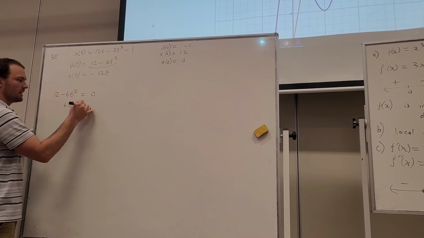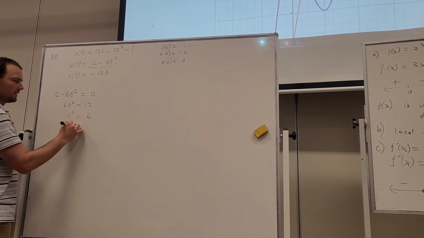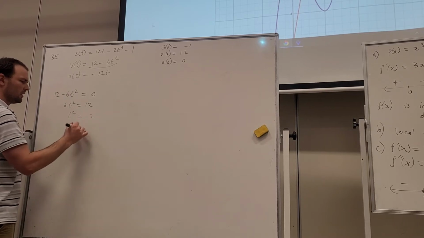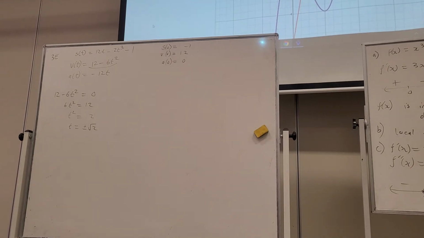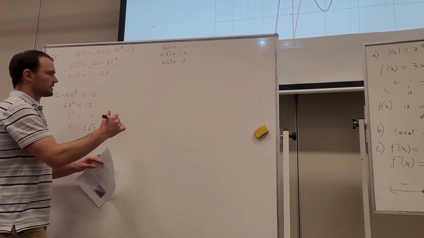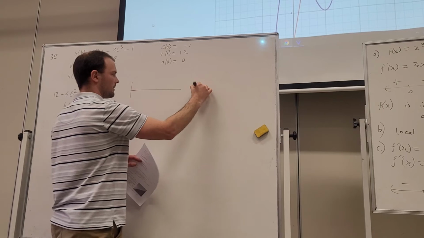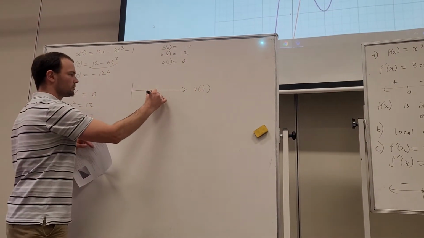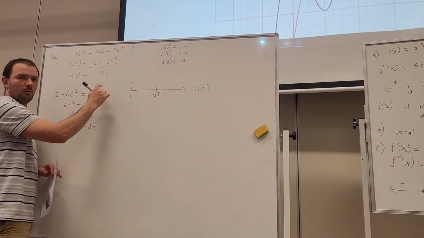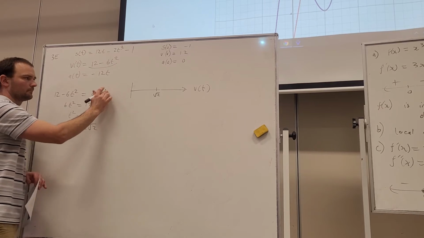We've got 6t squared is 12. Divide both sides by 6. You've got t squared is 2, and you've got t is plus or minus the square root of 2. So what that means, if you were to draw the velocity sign diagram, this is the sign diagram of v of t. It has a root at positive root 2 and at negative root 2, but we don't consider negative values of time. So we're not interested in this one over here.